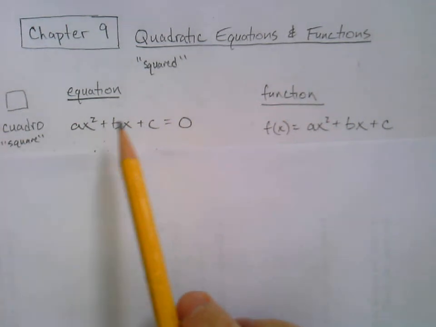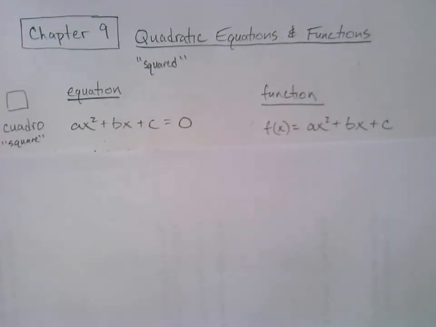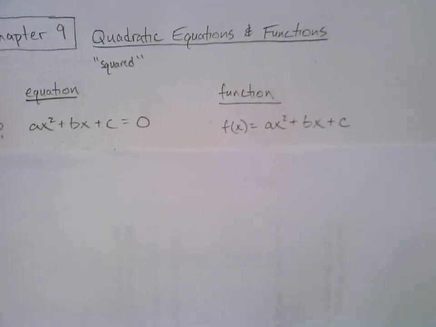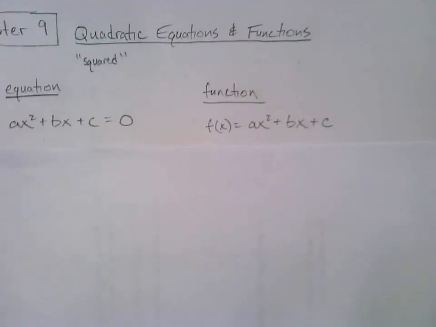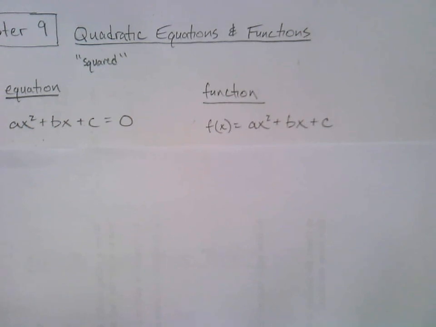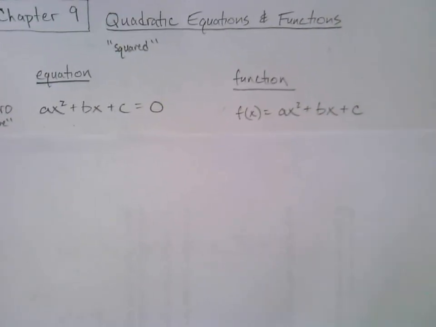So the equation is ax squared plus bx plus c equals 0. The function takes the same form, and that's a little bit blurry, so let me pull it over here. For the function, we still have the ax squared plus bx plus c, but now we say f of x equals that, to make it the function instead of the equation.